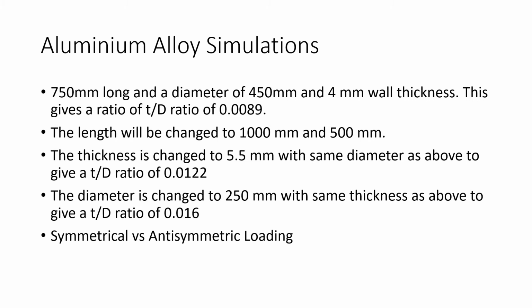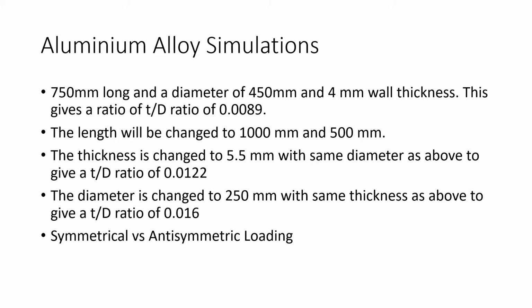The next comparison test that will be done on aluminium alloy is the symmetrical versus anti-symmetrical loading cases. In the symmetrical case, a force of 1000 newtons is applied and distributed evenly across the cross-sectional area of the cylinder, whereas in the anti-symmetrical loading case, 1000 newtons will be applied on 1/2 of the cross-sectional area of the cylinder.